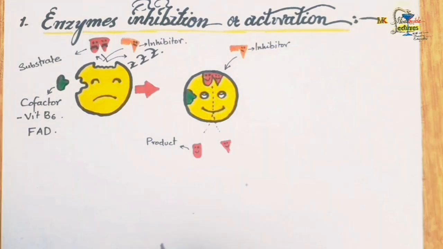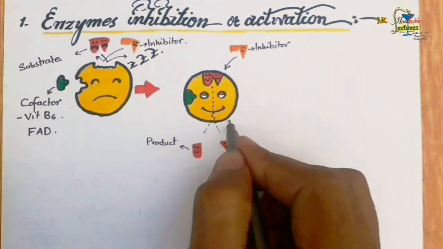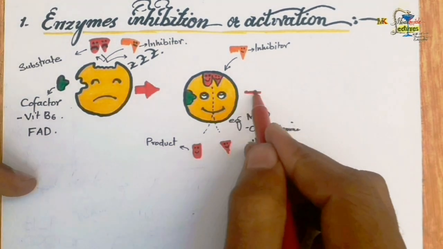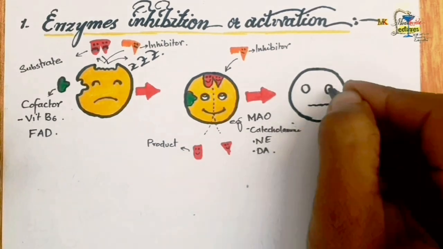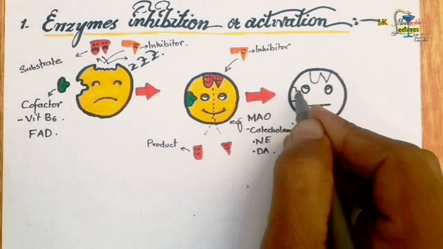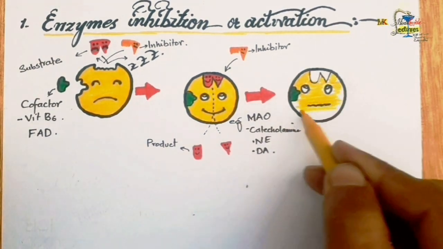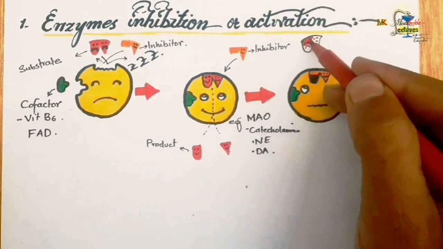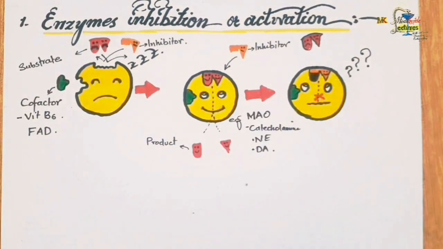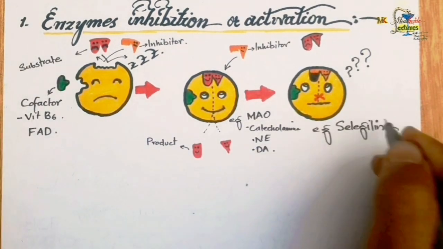So in this way, enzymes are a good target for drugs to inhibit their natural effect. There are many drugs which act in this way. For example, we have enzymes like monoamine oxidase, which catalyzes the degradation of catecholamines like norepinephrine and dopamine. Drugs that inhibit enzymes like MAO include selegiline, which is a monoamine oxidase inhibitor used for various therapeutic effects. Another example is statins, which inhibit the HMG-CoA enzyme and thus lower cholesterol level in our blood.